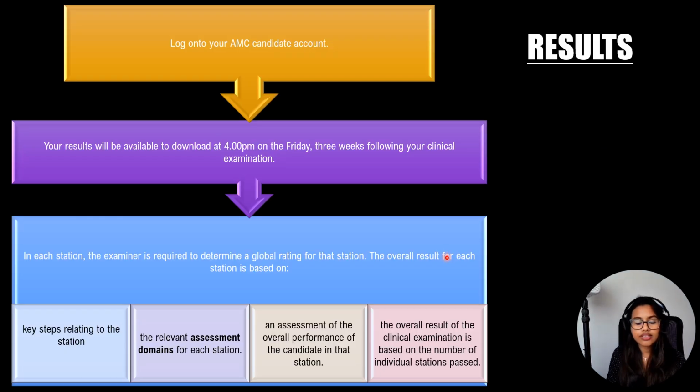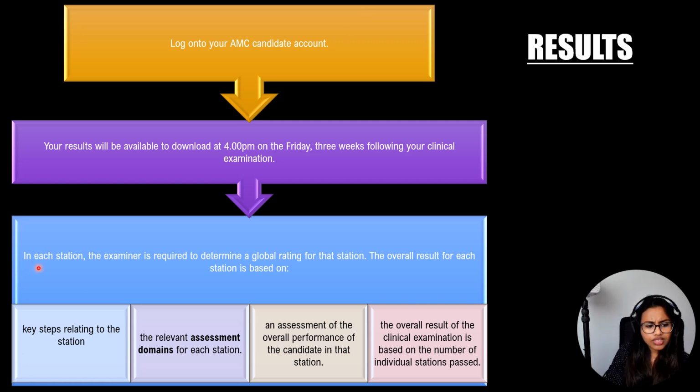Now, about the results, guys, you will be getting your results available to download at 4 p.m., 3 weeks following your clinical examination, on the Friday, right? So you can just log into your AMC candidate account, and there will be a tab on top where they've written clinical results. It'll just appear on that day. Like if you look at your portal now, you might see MCQ results, but you do not have a separate tab there. I was so confused as to where my clinical examination results might come. But on the day of my examination result, I did see that there was another tab saying clinical results, and I could see my results there.